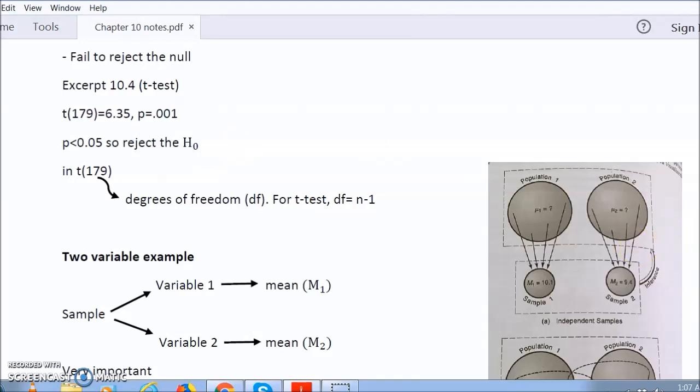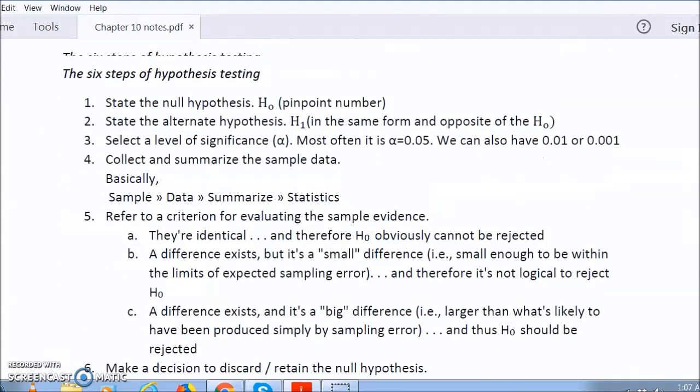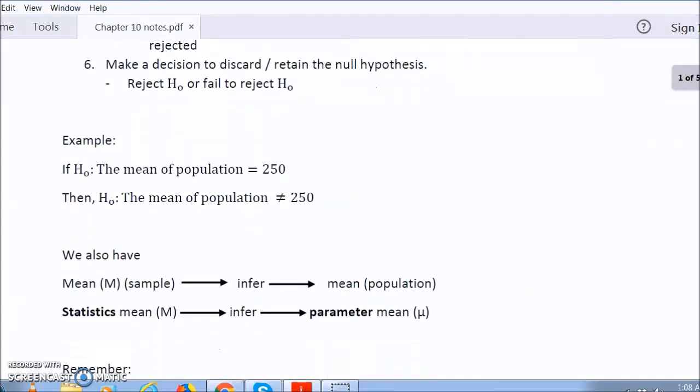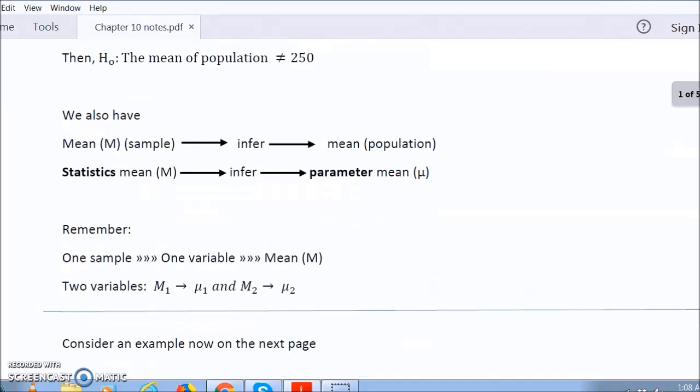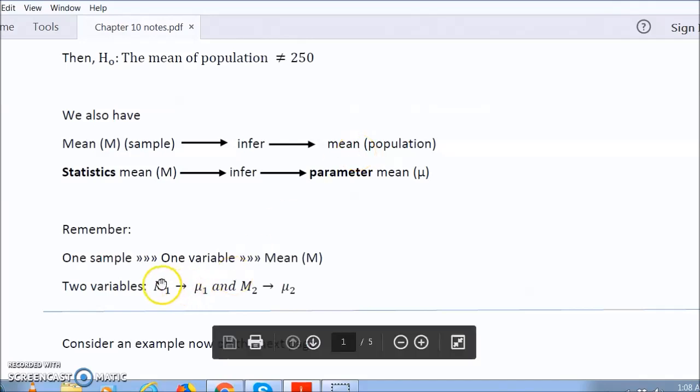So we are going to review a little quickly before I go on to the two-variable samples, since that is one of the new things that will come up. We already talked about the 6 steps of hypothesis testing. The hypothesis is about the mean of the population. I apologize, this should have been H1, the alternate hypothesis: the mean of the population is not equal to 250. Your sample has statistics, and the parameter is associated with the population. That was one variable, and then we have two variables here, which we will see in just a minute.